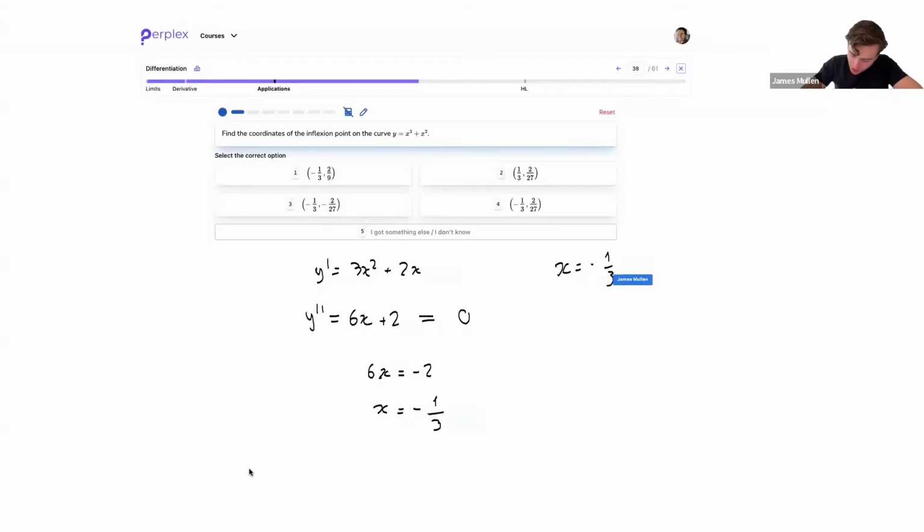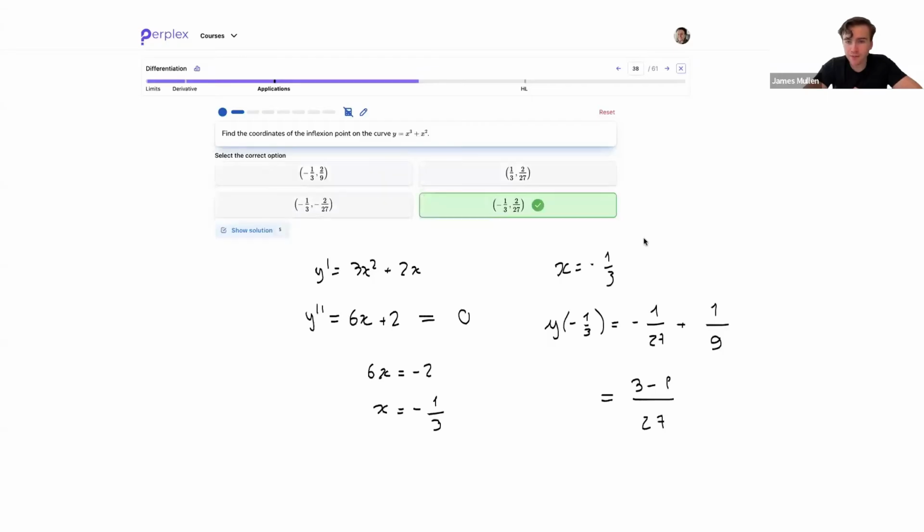What is the y coordinate? So I do y of negative 1 over 3, and I'm going to find that the cube is going to be negative 1 over 27 plus 1 over 9. 1 over 9 is 3 over 27. So 3 minus 1 over 27 is 2 over 27. So minus 1 over 3 and 2 over 27 is my answer.